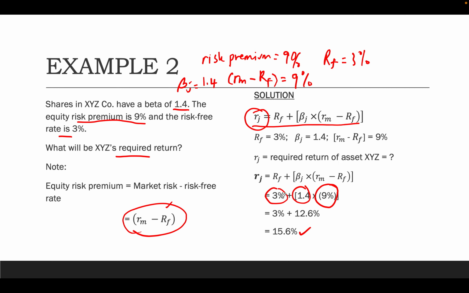I noticed that some students make silly mistakes on the percentage. If you want to convert 3% into a number, 0.03, you must also convert 9% into 0.09, so 1.4 times 0.09. If you are not converting the first one, then you don't convert the second one. Okay, so this is the answer.